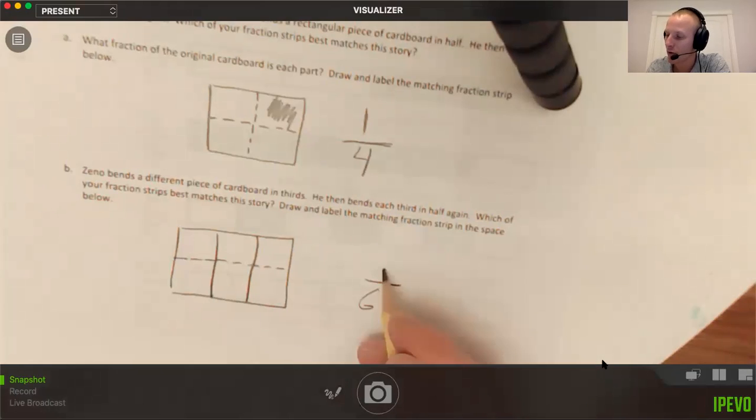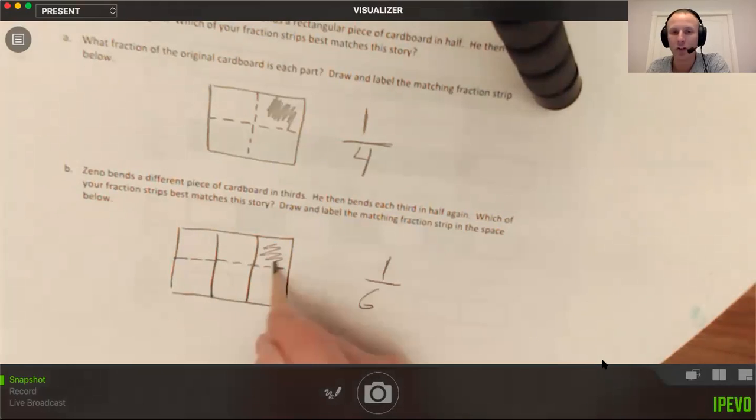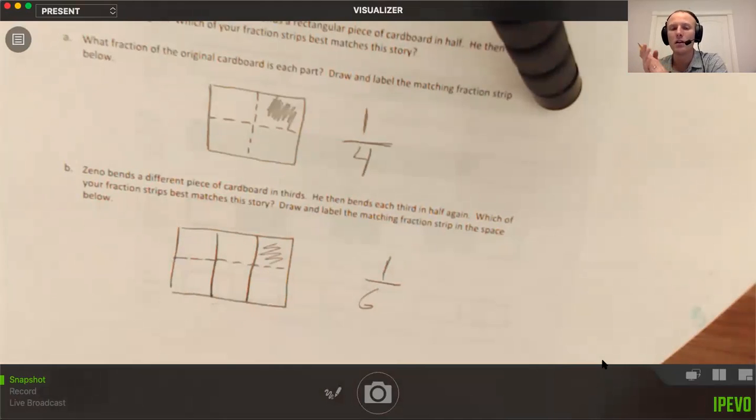And if I shade in 1, I'd have 1/6. That's the unit fraction for this, 1/6. So he took his original piece of cardboard, put it in 3 pieces, and then took each piece and bent it again in half, meaning he ends up with 6 pieces.